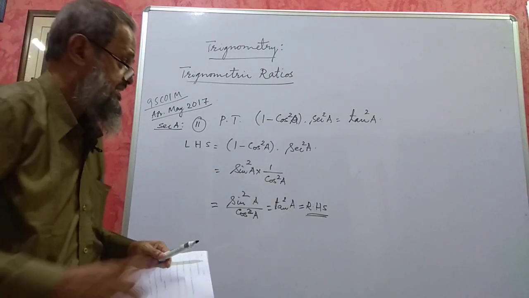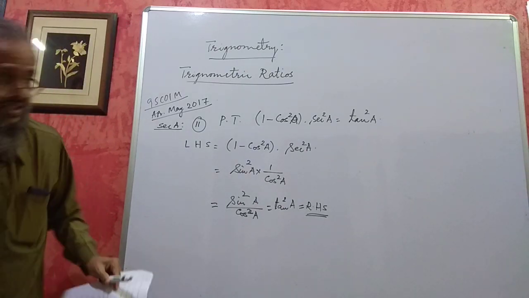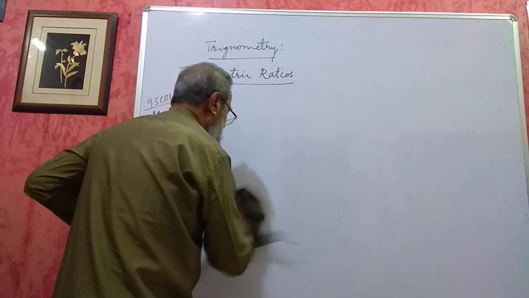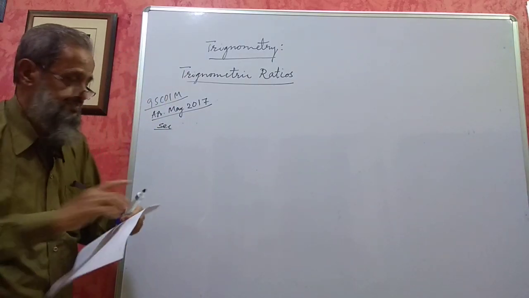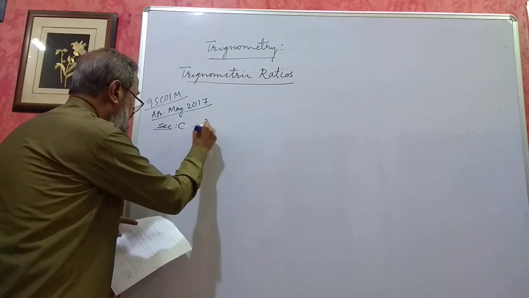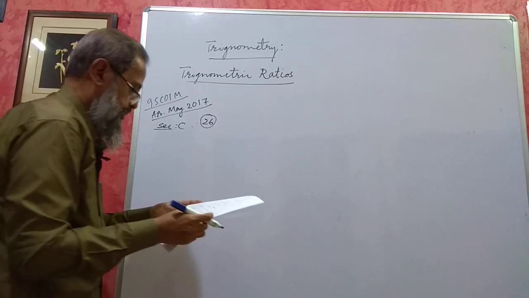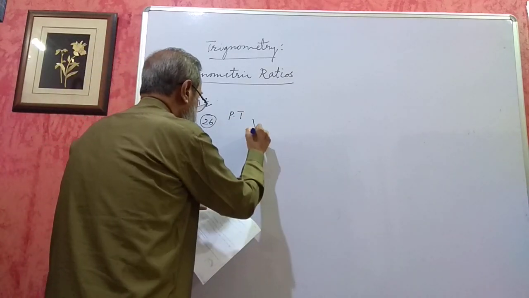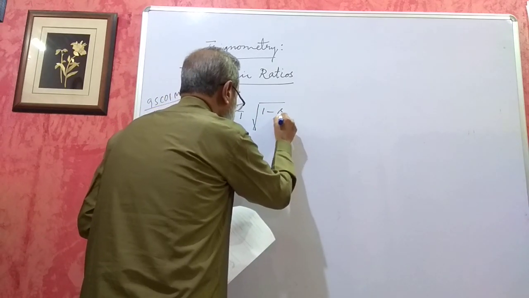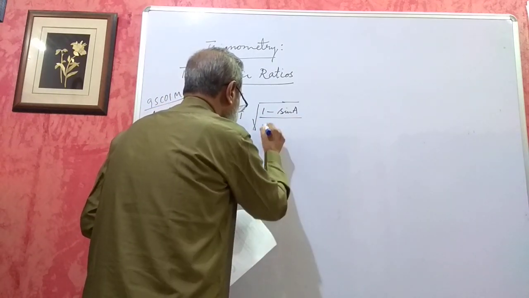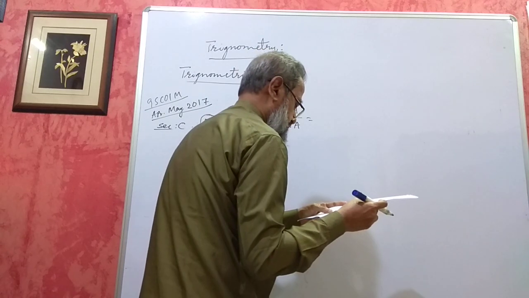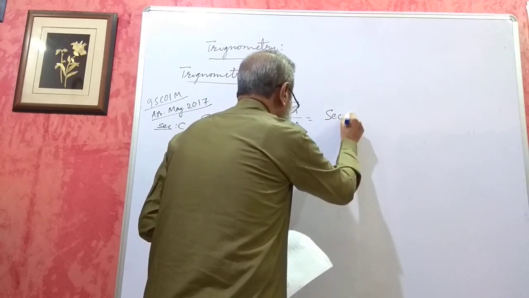There is one more question in the same paper. This is in section C, for 5 marks, problem number 26. Prove that square root of (1 minus sin A divided by 1 plus sin A) is equal to secant A minus tan A.